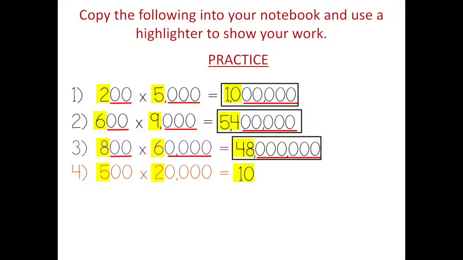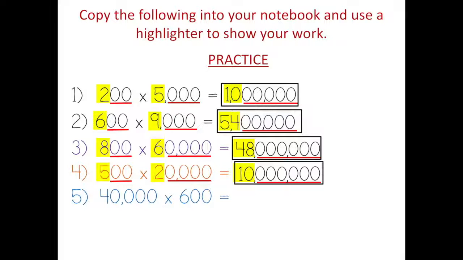Okay, back to the problem. 5 times 2 is 10. Now we can account for the place value. I have 2 zeros in 500 and 4 zeros in 20,000. Altogether, that's 6 zeros. So I'm going to need to add 6 zeros into my answer to account for the place value. 500 times 20,000 is 10 million.